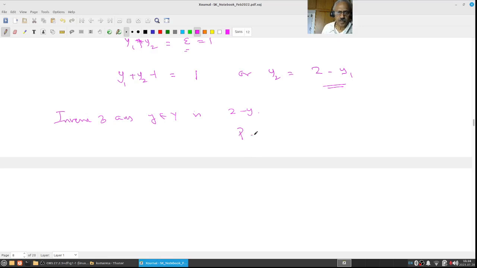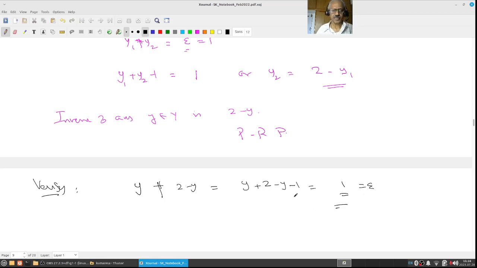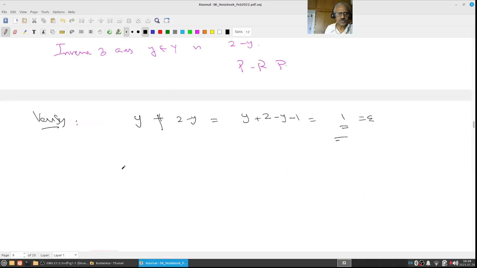Okay, pause, review, proceed. Let us verify that. So y dagger 2 minus y by definition is y plus 2 minus y minus 1, that is 1, which is our epsilon. You understand that? So we verified. So what have we shown? Now R with dagger is a group.